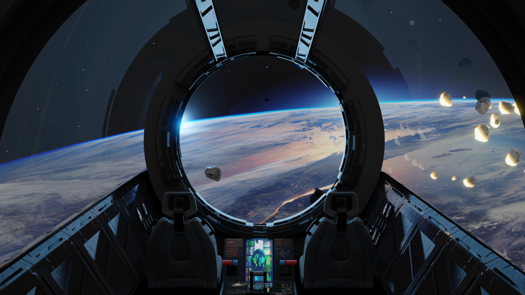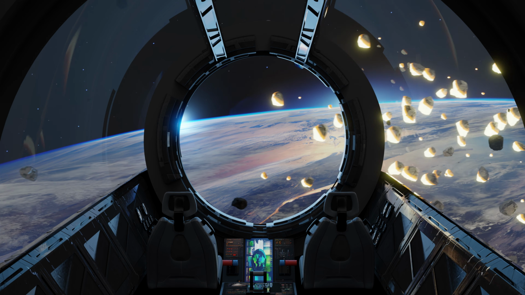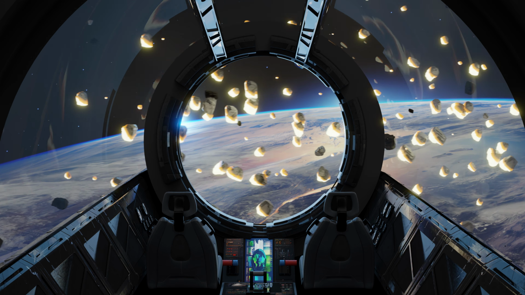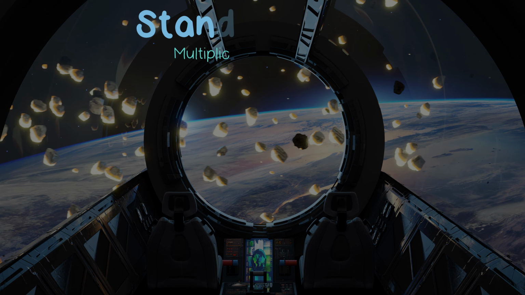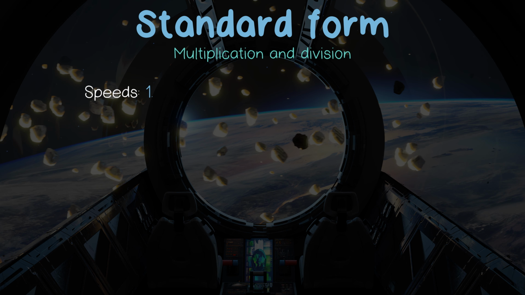When Earth passes through the debris field left by a comet or asteroid, and the particles of dust and ice burn up in our atmosphere, meteor showers are created. Two of these meteors had their speeds measured to be the following in standard form. We're going to use these recordings to learn about multiplication of numbers in standard form.